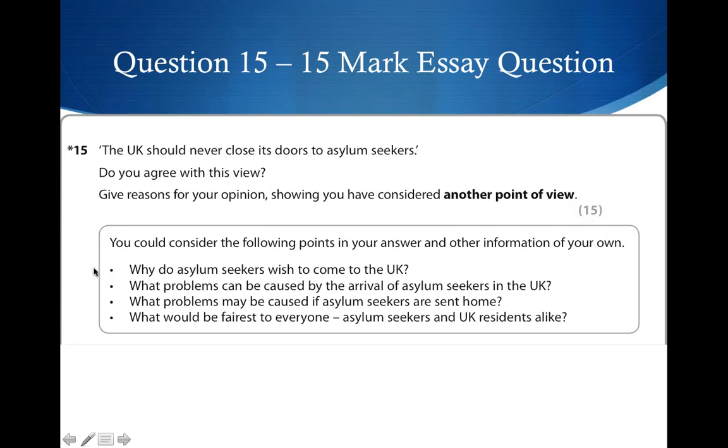The other thing is, whenever you get an essay question, you get these 4 bullet-pointed questions here, and it says you can consider the following points in your answer and other information of your own. Now this here is not, okay, and I repeat, not the way in which you structure your essay, but this is a set of questions which will help you think about what this question is really asking you and what this statement is really saying. So if you have a look at some of those questions now, you'll see that they just start making you think a bit more carefully about the issue of asylum seekers.